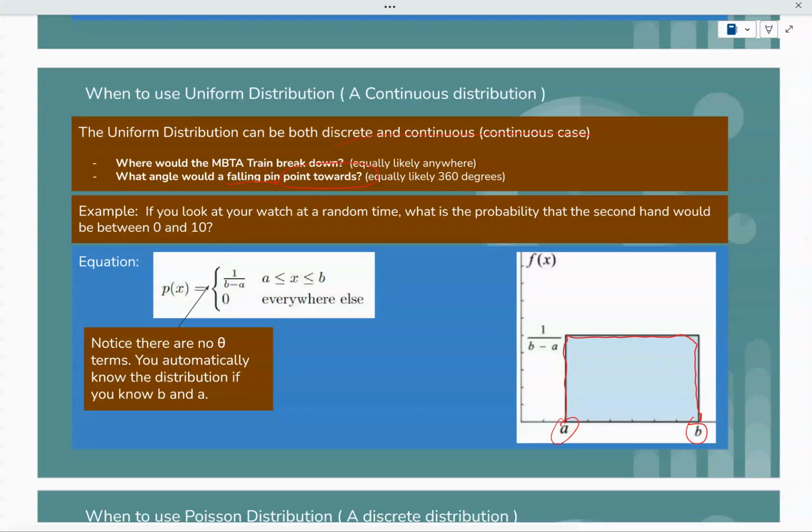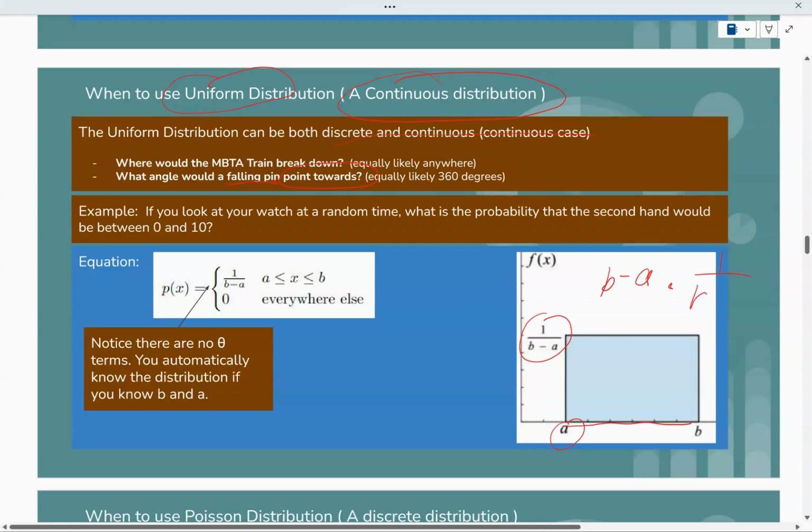So for a uniform distribution, when it's continuous, the probability distribution is simply 1 over B minus A, right? So if the range is from A to B, then the height must be 1 over B minus A, which is this distance here. And this makes sense because if you want the total area, then B minus A times the height should equal 1, which is the total probability.